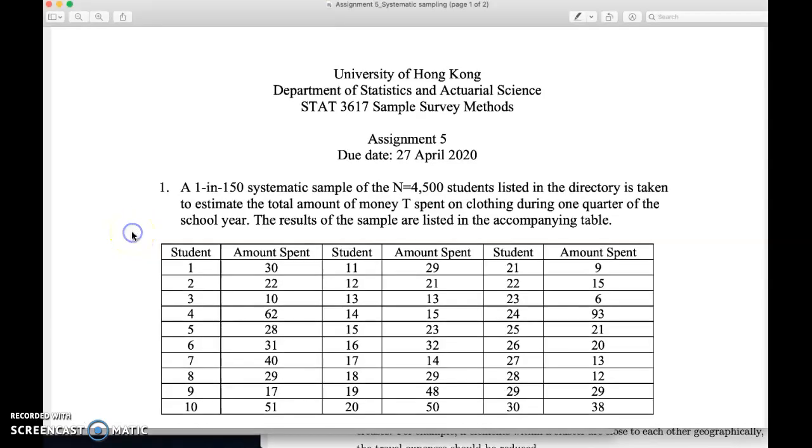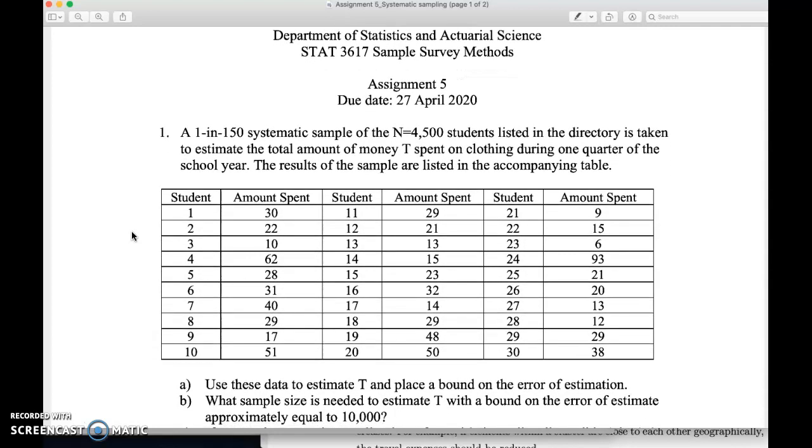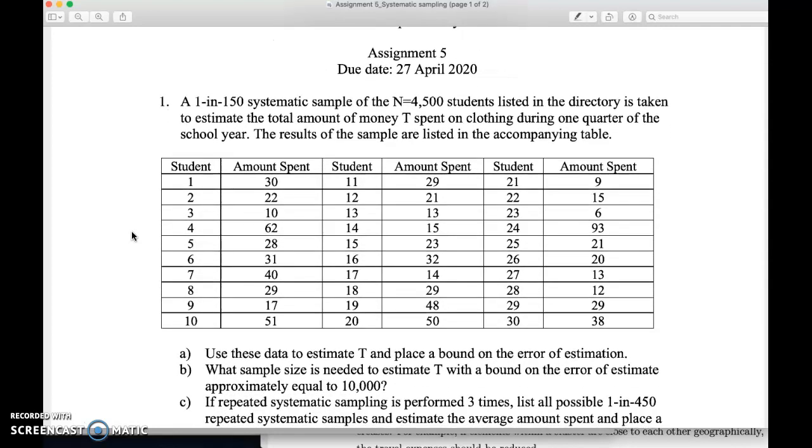Hi, good morning. I'd like to talk about assignment 5 before we finish up chapter 5 on systematic sampling. In question 1, let's look at the 1 in 150 systematic sample of a population of 4,500 students on the list, and we obtain one sample.